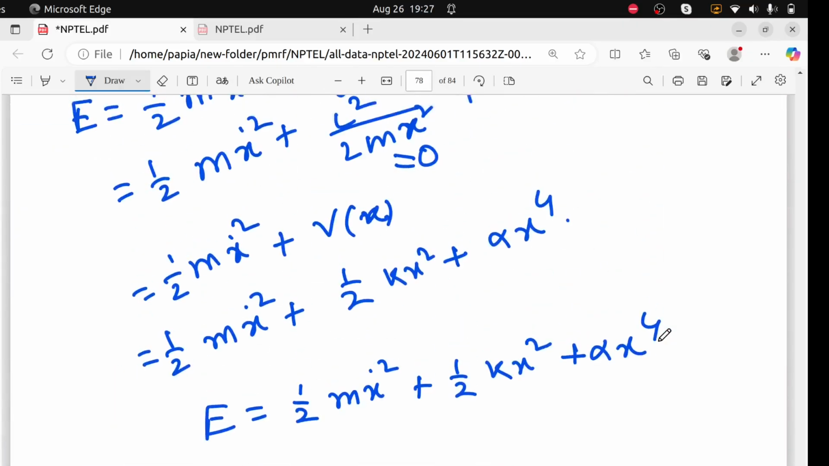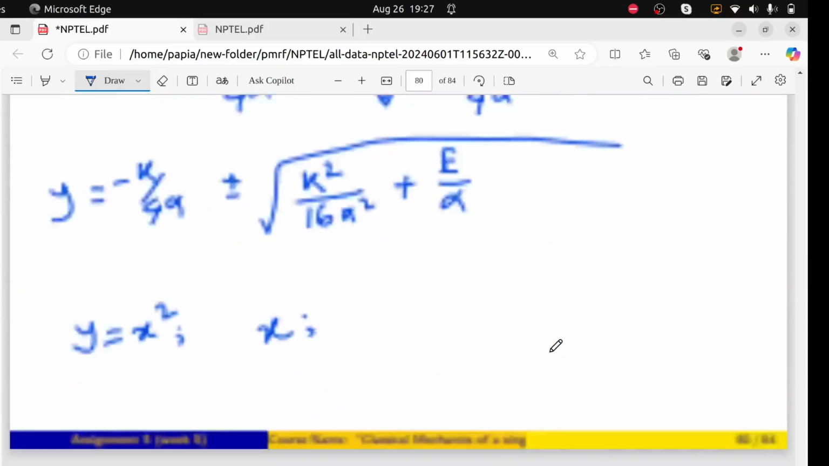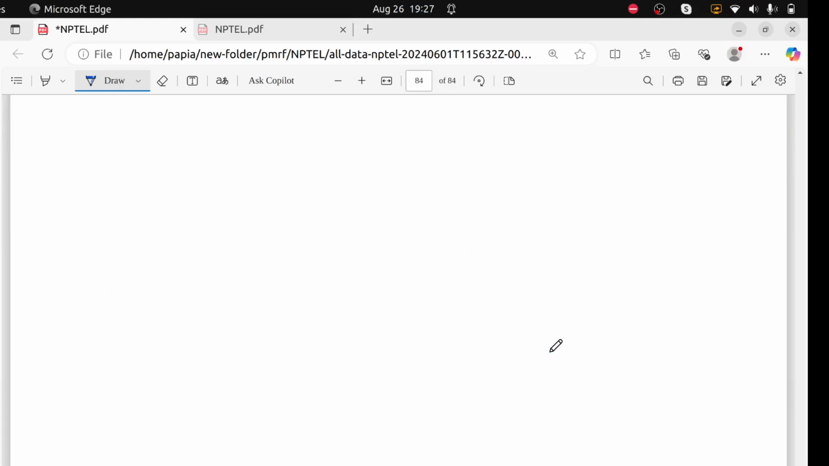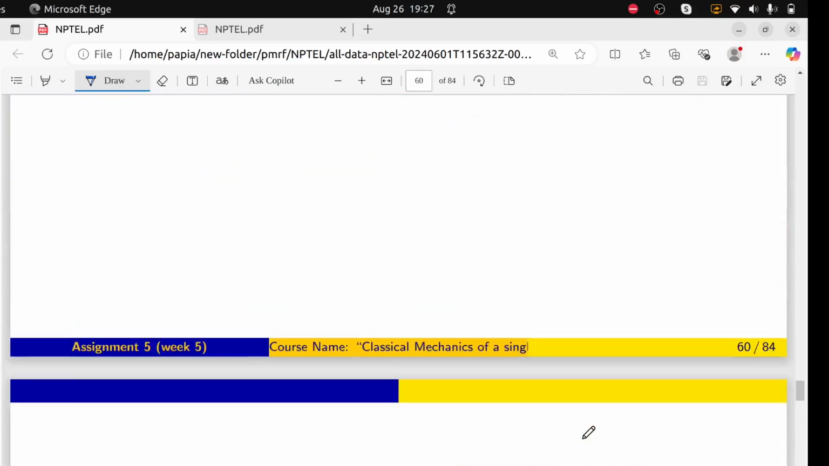So x is plus minus root over 2e by k. So this will not be there. Okay. So these are the things. Now I just want to go through for the whole questions.